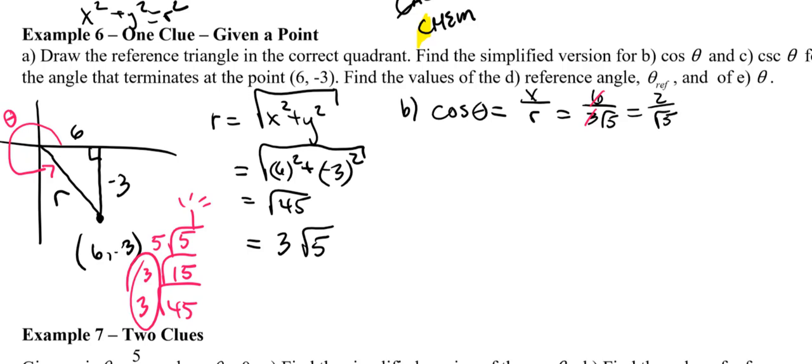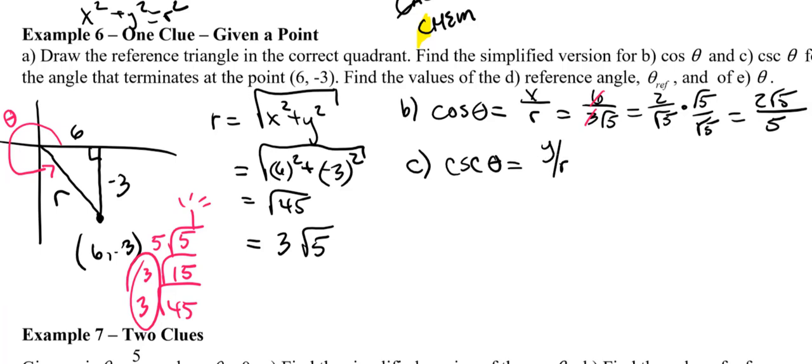Well, 2 over the square root of 5, I've got to go ahead and rationalize that. So again, we're going to multiply top and bottom by the square root of 5, which is going to give us 2 square roots of 5, all that over 5. Bam, that's a wee bit of work there. Yes, it is, but I know you all can handle it. So that is the value for cosine of theta. Now to figure out cosecant of theta, cosecant is very similar to sine. So cosecant of theta is going to involve the y-coordinate and the radius.